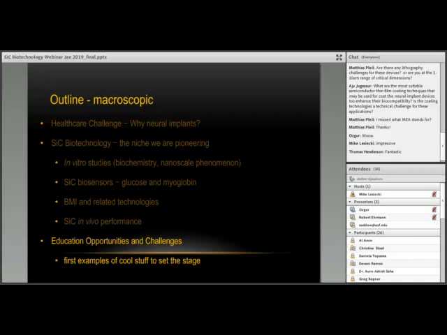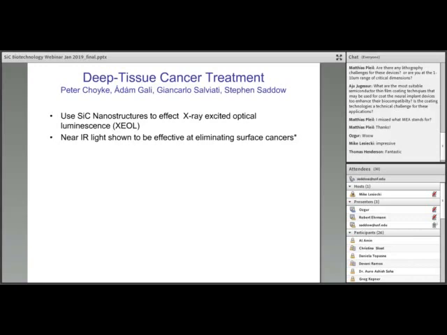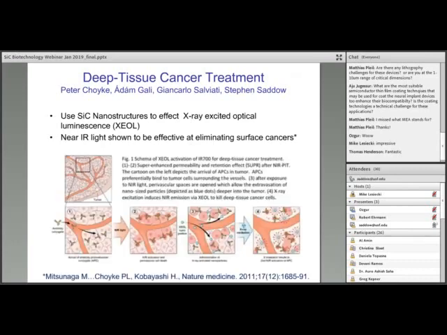We're looking at using silicon carbide nanostructures for deep tissue cancer. This is an NIH R21 project that we started last year. We're trying to do X-ray excited optical luminescence. This cartoon is a little bit fuzzy, but the idea is that we would take a very nice working conjugate called IR700 with an antibody. The antibody only binds to the cancer cell membrane, and then the IR700 binds to the antibody. When you hit that complex with infrared light, it disrupts the membrane and kills only the cancer cell.